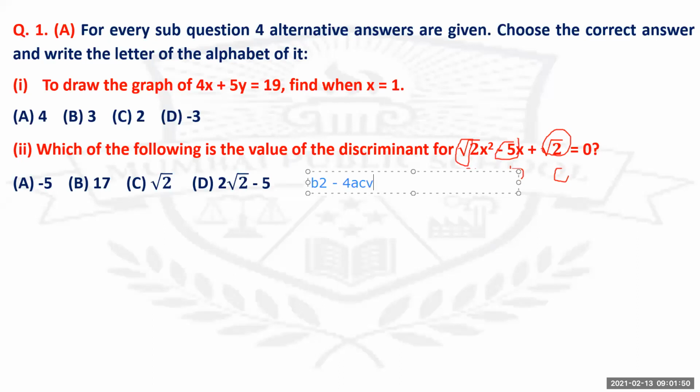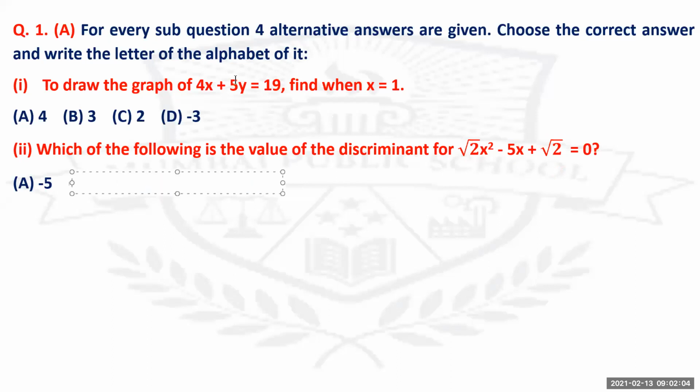The answer is 17, B. Yes, very good. So after substituting these values, you'll get the answer as option B. Is this clear to all the students?